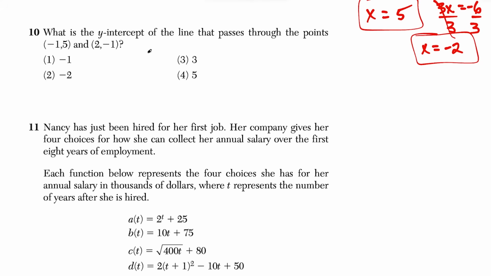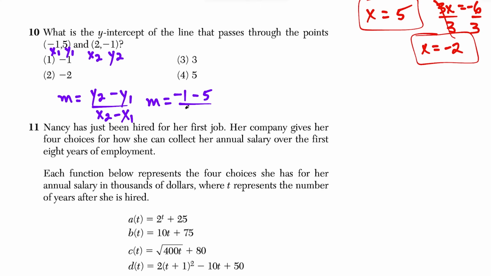Question 10, what is the y-intercept of the line that passes through the points negative 1, 5, and 2, negative 1? So for this question, I'll show how to do this algebraically, and then I'll show how to use the calculator. So if I'm doing this algebraically, first I'm going to label these points as x1, y1, and x2, y2. That way I could just plug into the slope formula. And the slope between 2 points, we could find using this formula here, y2 minus y1 over x2 minus x1.